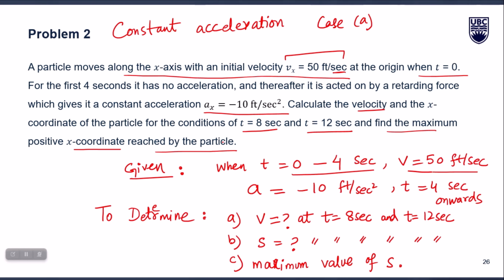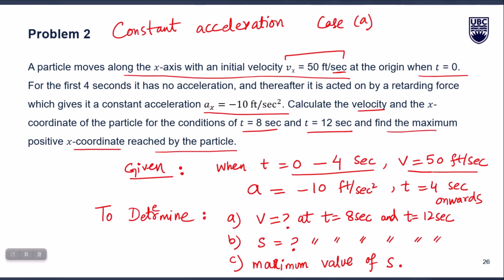So for the first 4 seconds, acceleration was equal to 0. From 4 seconds onwards, the acceleration became minus 10, right? And it is a constant acceleration case. So we divided our motion into two parts. First was when t was from 0 to 4 seconds, where we had a equal to 0. Then from 4 seconds onwards we had a equal to minus 10. So acceleration is constant, but it has two different values for two different ranges of time, right?